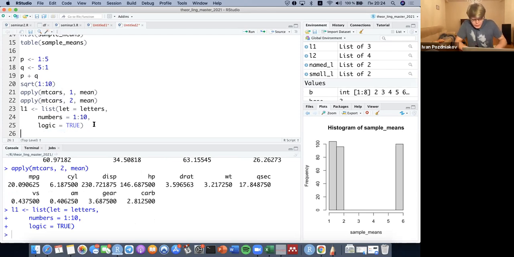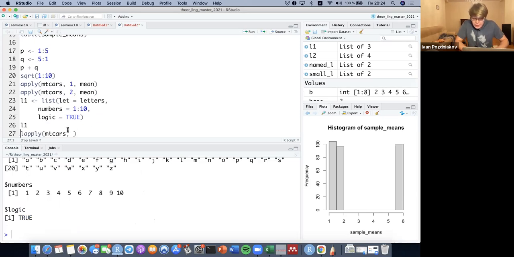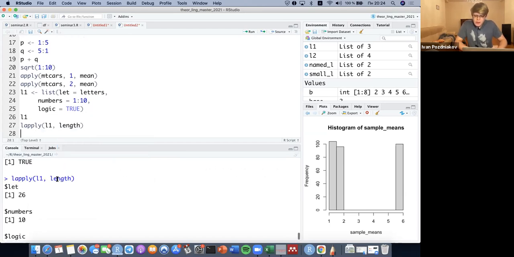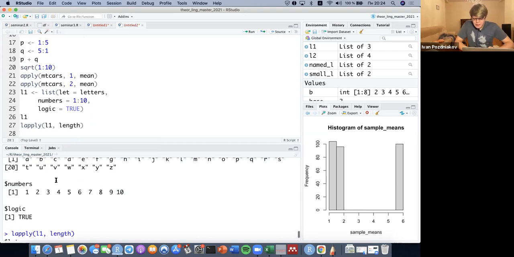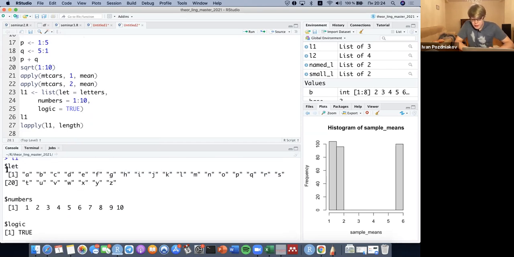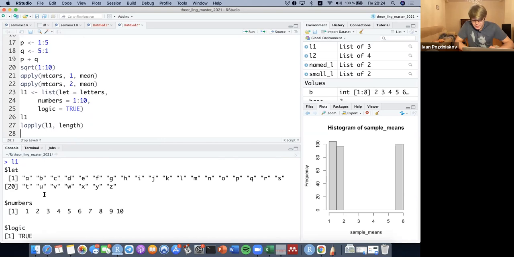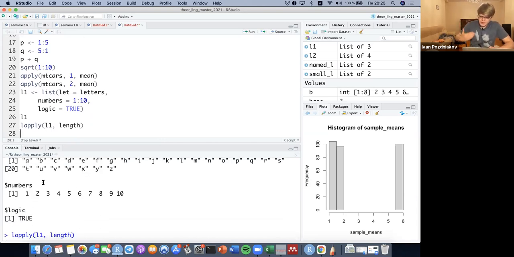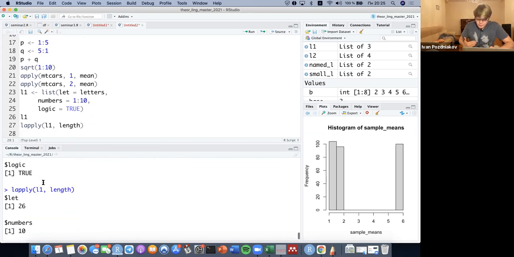And let's see what we have in this list L1. And for example, we want to calculate the length of each element in it. In this case, you use L1 and the function length. So the function length calculates the length of each vector, and each element of this list is a vector. So it iterates over this list and returns the result.